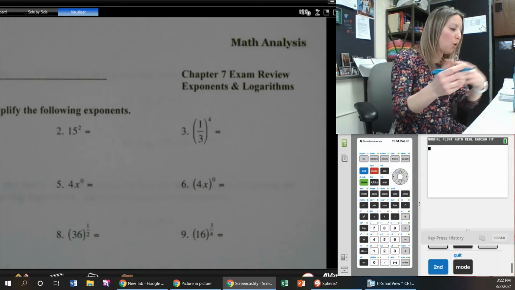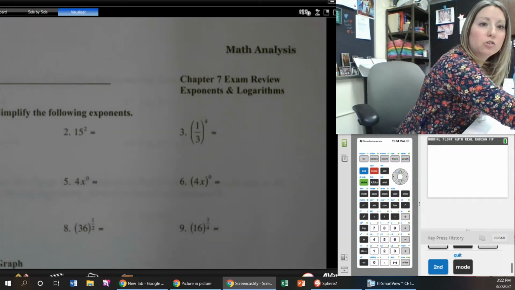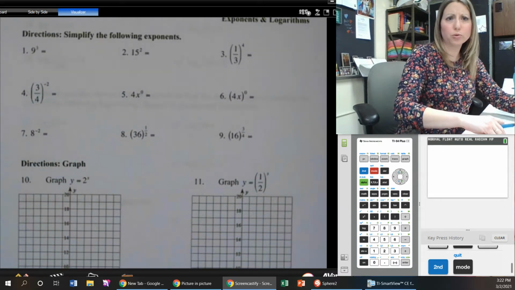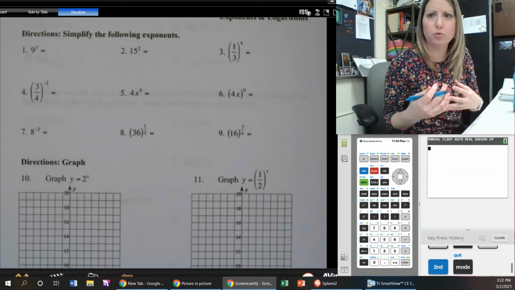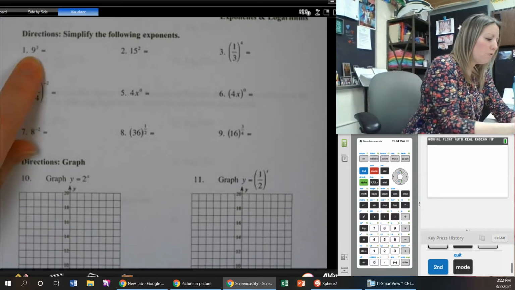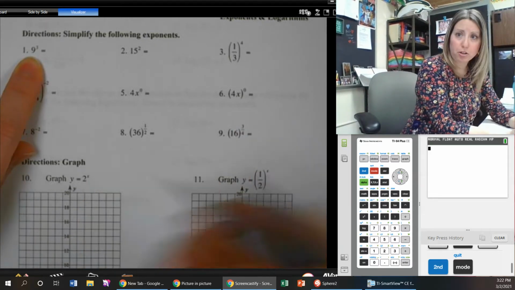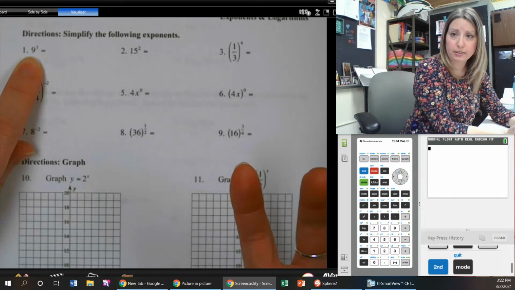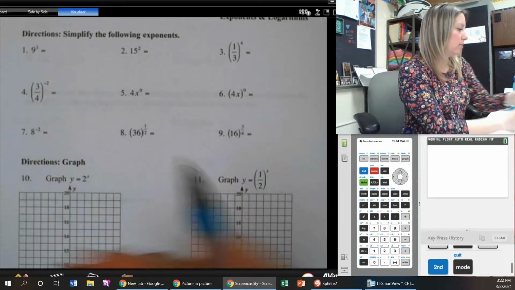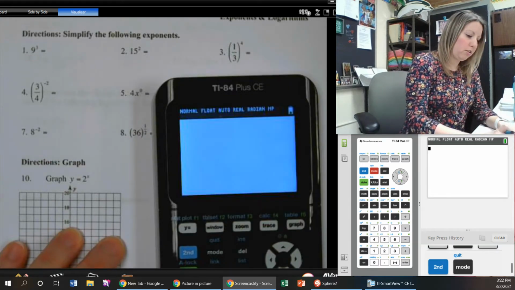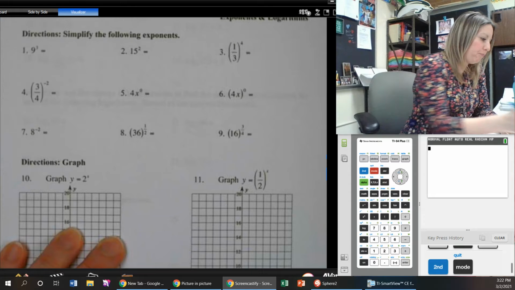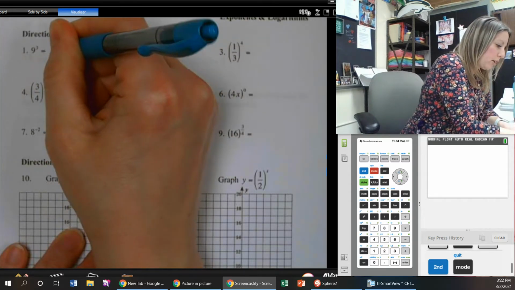Okay? So what we start with is just a review of exponents. And those are real quick, so I'll just go through and give you the answers as I do it. Of course, when you are raising something to a power, you're multiplying the base times itself that many times. So this is 9 times 9 times 9, right? Or 9 cubed, 729. Done.